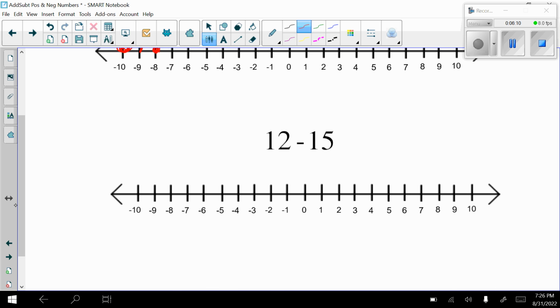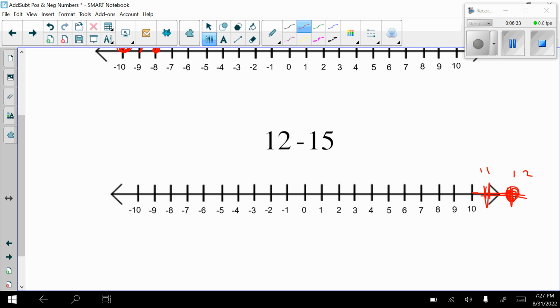Let's do another one. 12 minus 15. So 12 is kind of off my number line here. Let's just put it right here. 11, there's 12. So I'm starting here, okay? I'm going down 15 places, all right? So you could count out all 15 places if you want to, but you might be able to do this one in your head if you think about it.